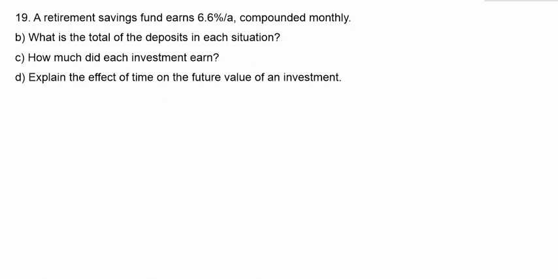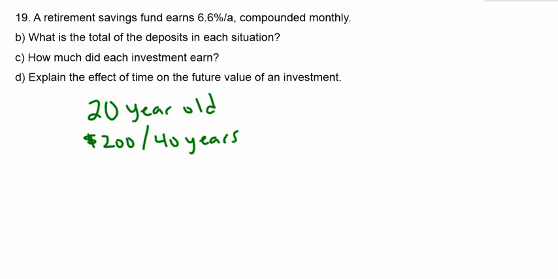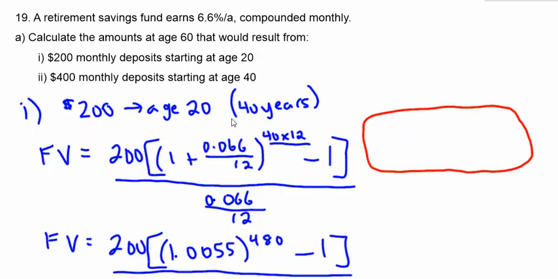So here's part B. What is the total of the deposits in each situation? Let me just recopy from the other page. We're going to pretend that there's a 20-year-old who makes $200 deposits for 40 years, and then over here, a 40-year-old who makes $400 deposits for 20 years. I'm going to go back and figure out what the total amount of those investments were.